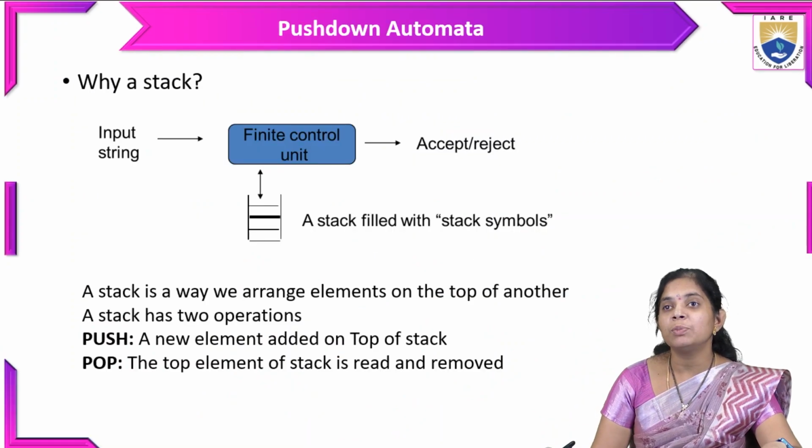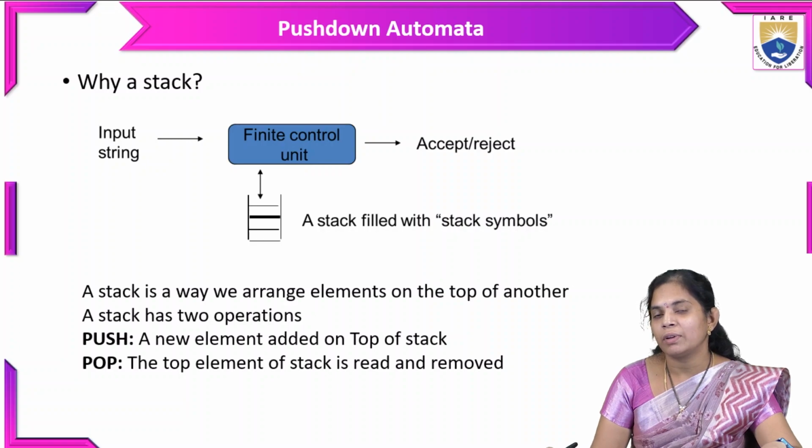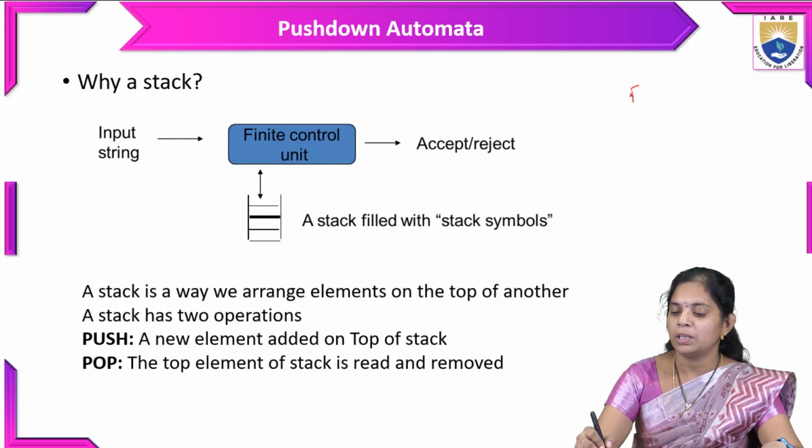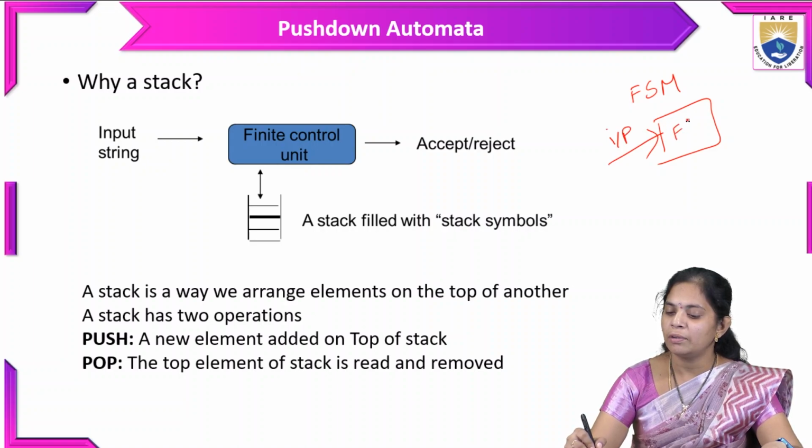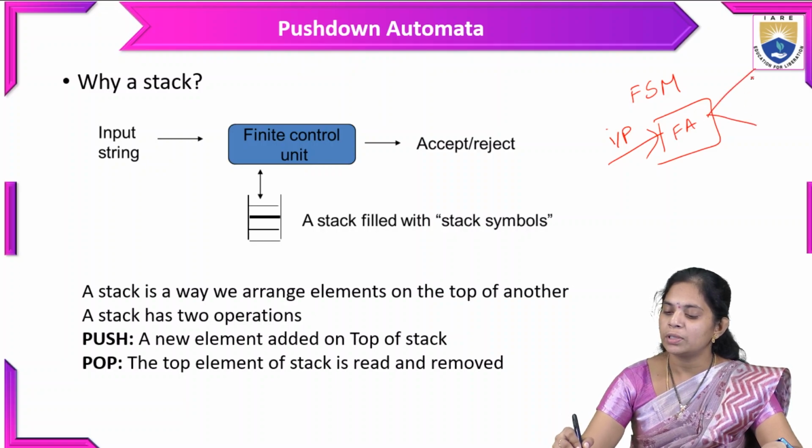So here, what is meant by stack? So why are we going for the stack? Why? Because of the finite automata, the FSM, finite state machine. For the finite state machine, generally we give the input, and this is the mission for FA. We can write it as FA, whether it accepts or rejects.